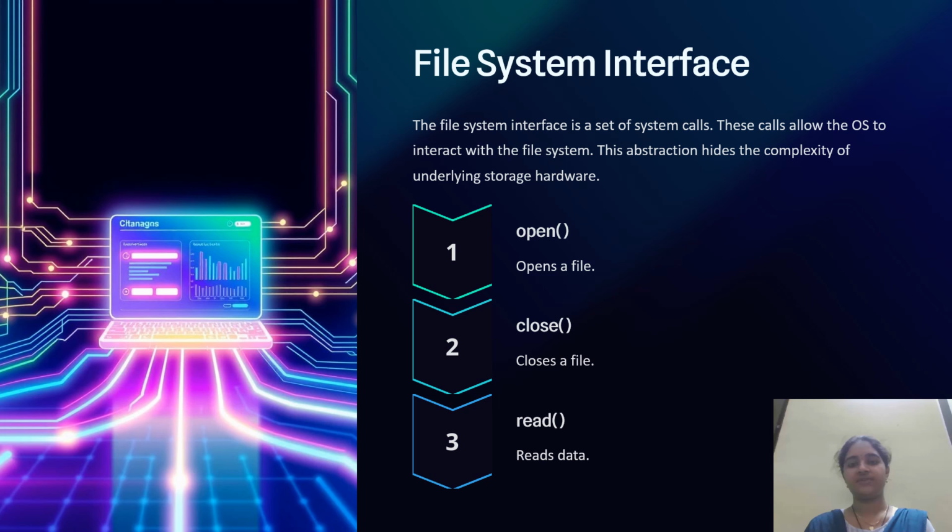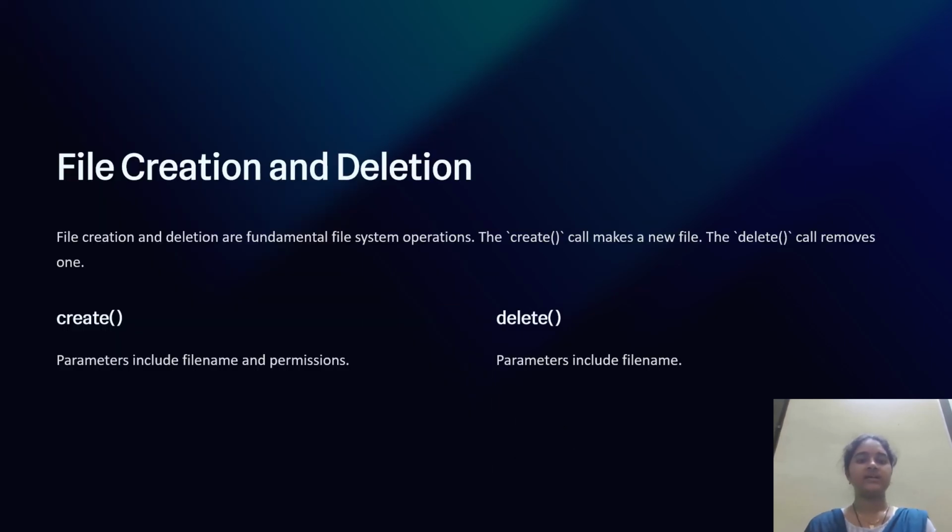File system interfaces. The file system interface is a set of system calls. These calls allow the OS to interact with the file system. This abstraction hides the complexity of the underlying storage hardware. For example, the open method opens a file, the close method closes a file, and the read method reads data.